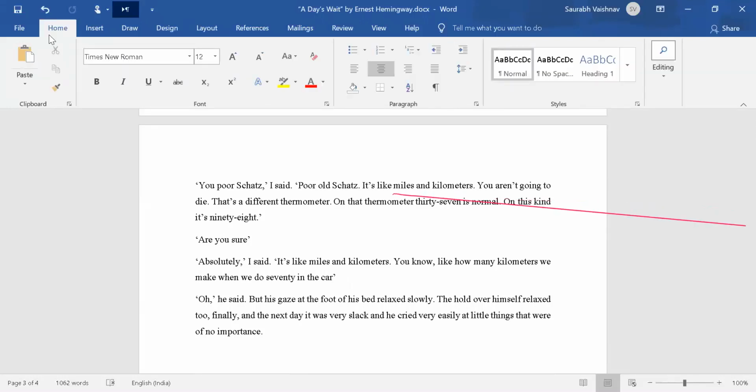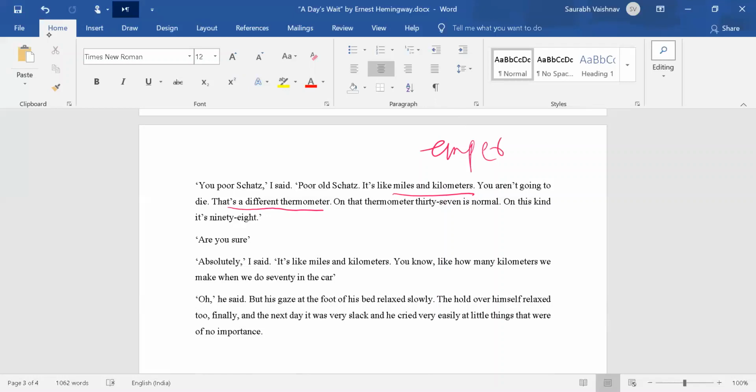"It is like miles and kilometers. There is a difference. What you heard, 44 degrees and 102 degrees, there is a difference. You are not going to die. That is a different thermometer." A thermometer is a medical instrument to measure the temperature. We are all aware of a thermometer and thermal reading right now. So the father tries to convince him, explaining that Shaz, that is a different thermometer.